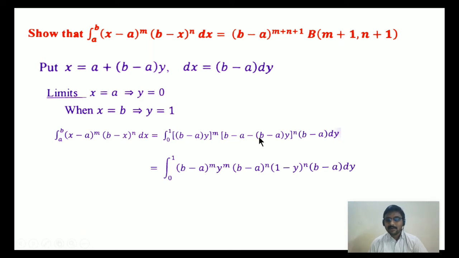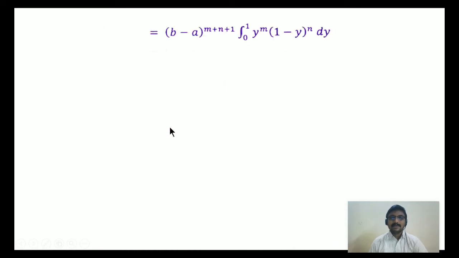Now taking out b minus a as common in the second term, we will have (b minus a) whole power n into the remaining term, which is 1 here. In this, the remaining term is y, that is (1 minus y) whole to the power of n into (b minus a) into dy. Now we can take out the constant (b minus a) whole power m plus n plus 1 as common. So we will have (b minus a) whole power m plus n plus 1 integral of 0 to 1 y to the power of m into (1 minus y) whole power n dy.